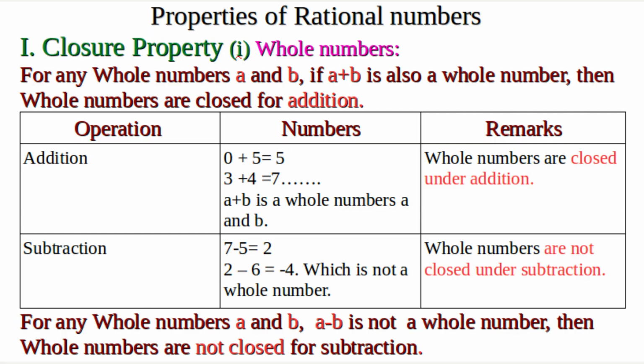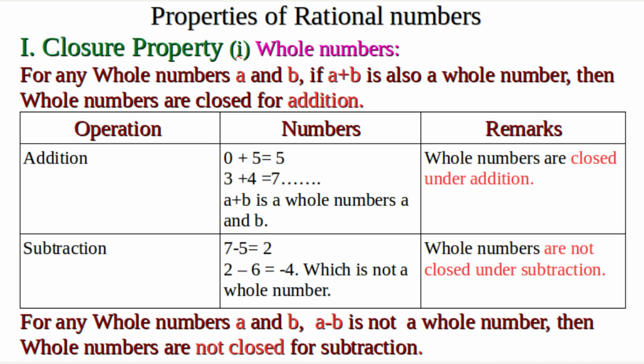The first property is closure property, and we are considering whole numbers. You know, whole numbers means it starts with 0. 0 plus natural numbers: 0, 1, 2, 3, etc. These numbers are called whole numbers. Then, what closure property is saying is that in the case of addition, if a and b are two whole numbers, then the sum of a and b is also a whole number.